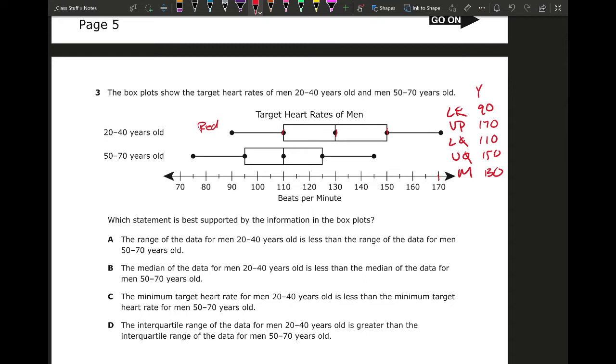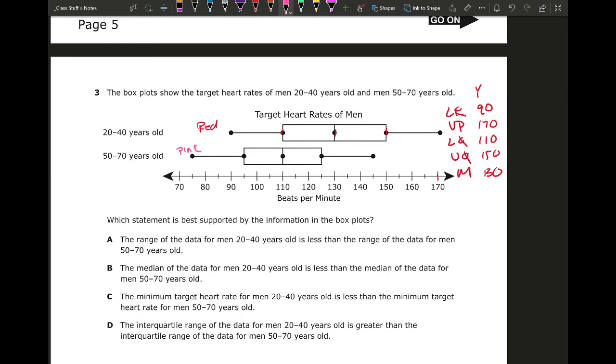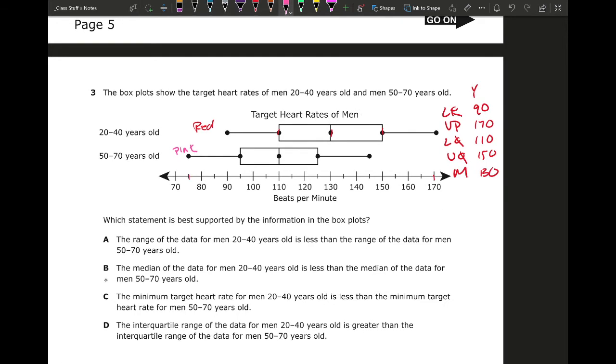Now we're going to do the same thing, but for the older men. So the lower range for the older men is going to be about 75. Then the upper range is going to be 145. The lower quartile, 95. Upper quartile is going to be 125. And the median is going to be 110.